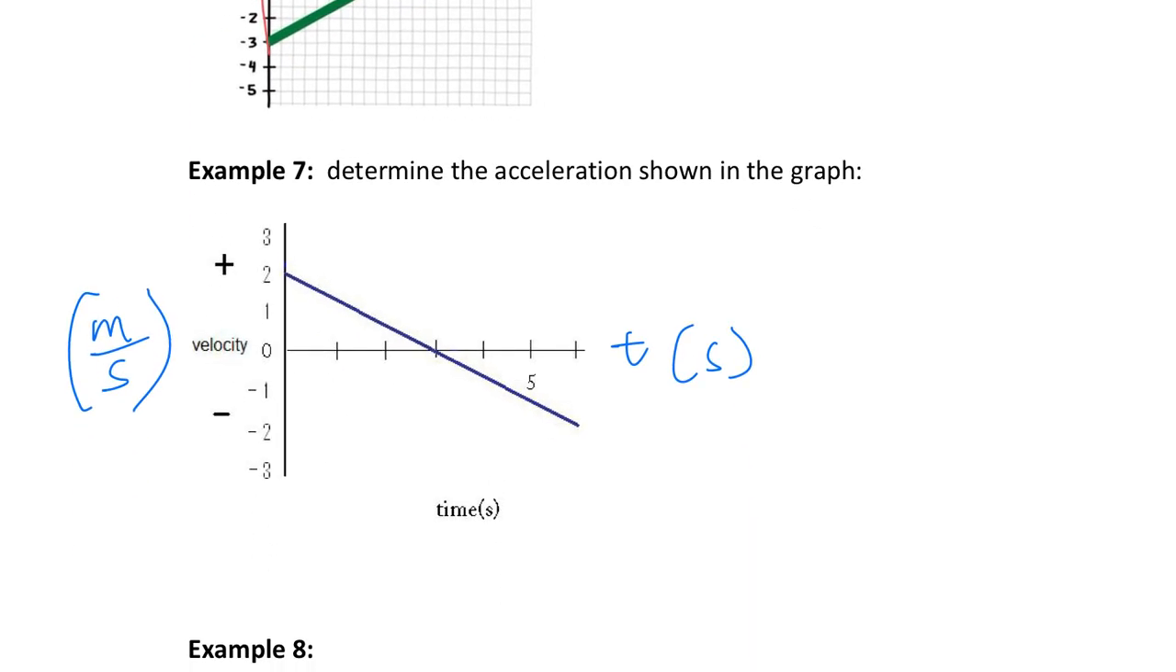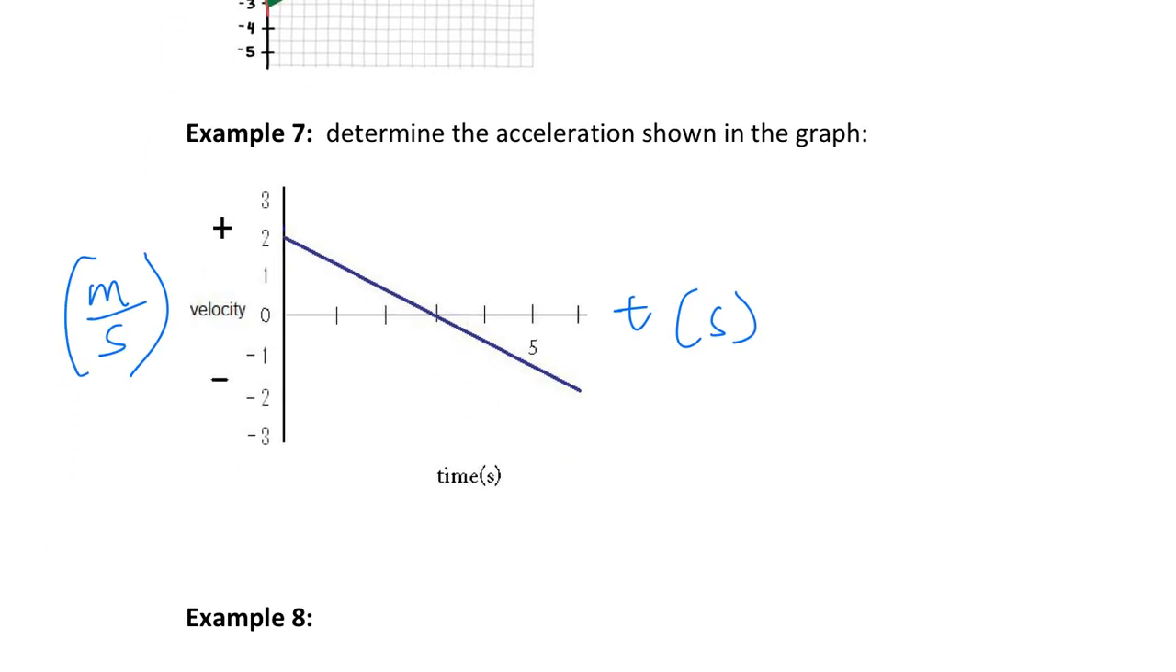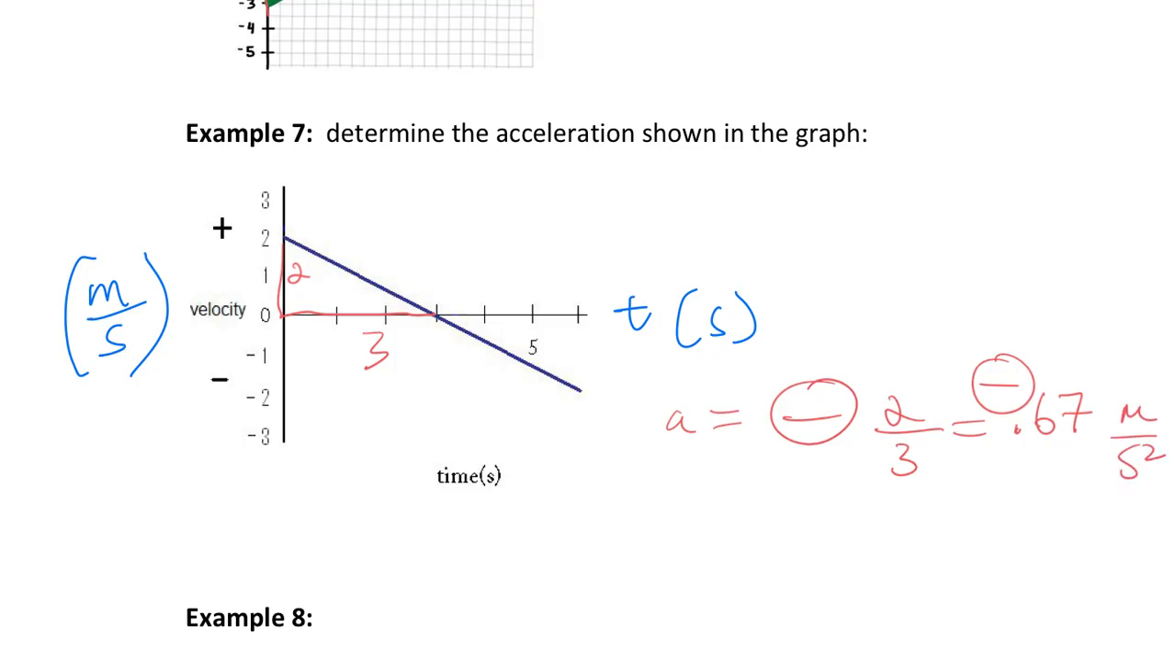Okay, same idea here. This is a V versus T graph. Acceleration, I could just do one of these because it's so clean. Acceleration equals negative because it's going downhill. The rise is 2, the run is 1, 2, 3 seconds. The rise over the run, 0.67 meters per second squared.